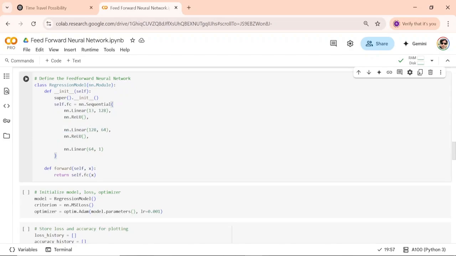What I had done is I had used two pairs of linear layer and ReLU activation function. Not more than that. So it's a pretty simple model architecture, guys. So you can understand how it is defined.